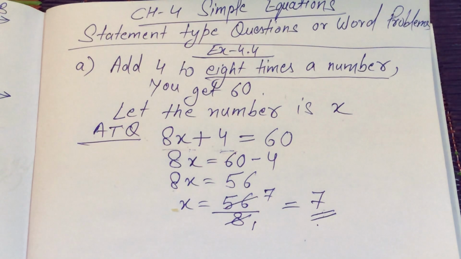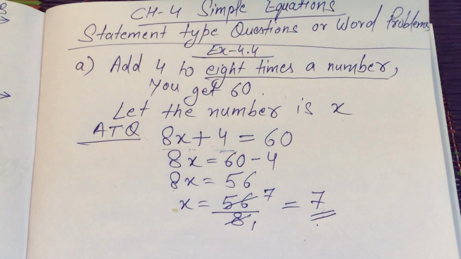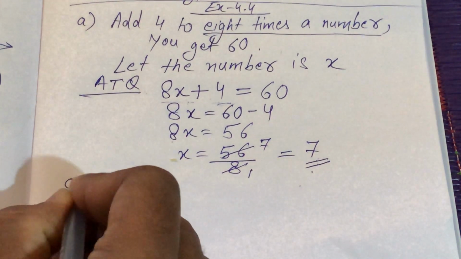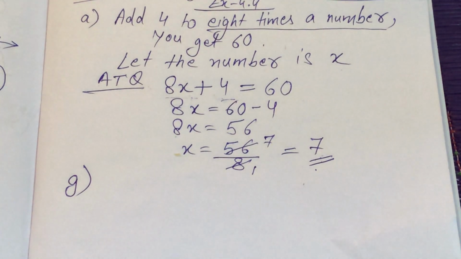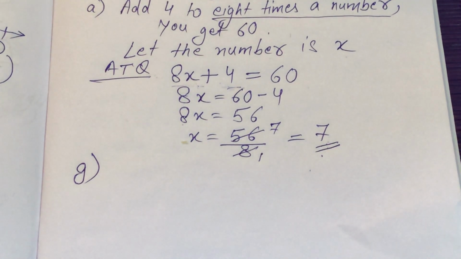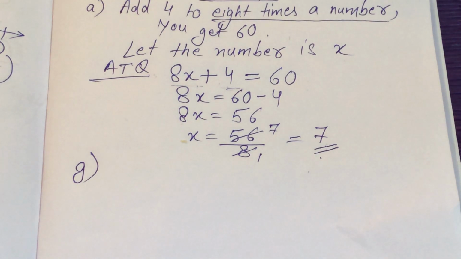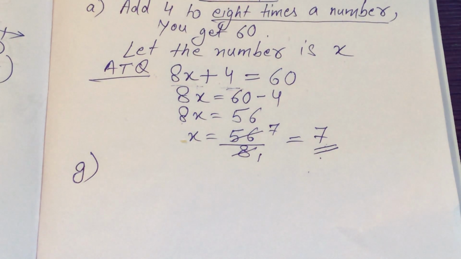These kinds of questions we have in this exercise. So one more I'll solve for you. Suppose part G I will solve. Try to solve the other parts whenever you get time. Anwar thinks of a number. Now we don't know which number Anwar thought of. Anwar thinks of a number.